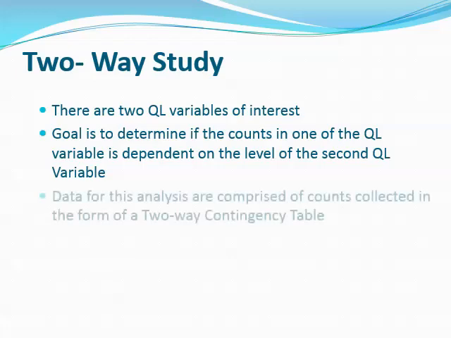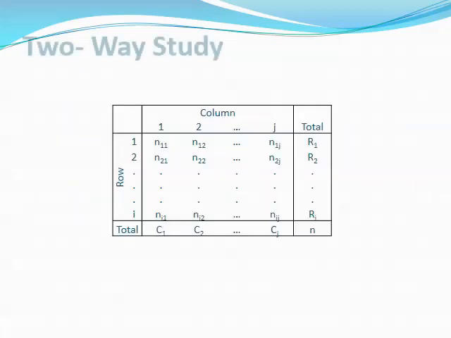And so the data itself is actually going to be comprised of counts collected in the form of what's called a two-way contingency table. And these are referred to as two-way studies. And so let me show you the next slide and you can take a look at how the data is going to be represented. So think about a row being one of the factors or one of the variables, I guess a better word, and the column is another variable. There are I rows, there are J levels. So there's a total of I times J combinations of those.